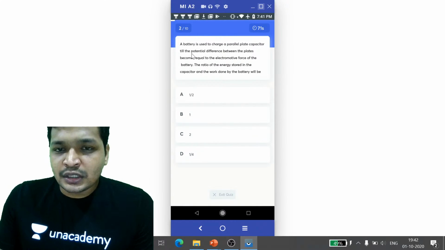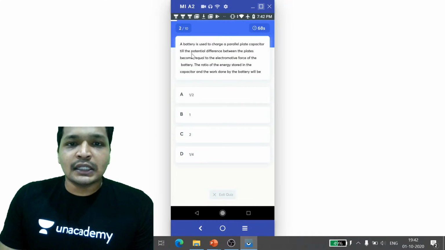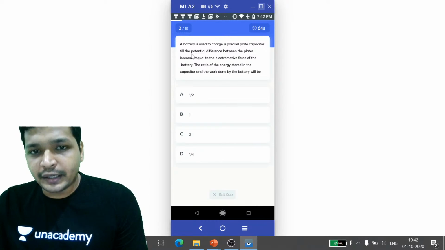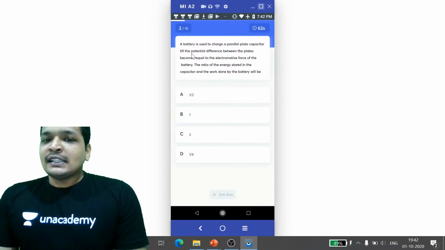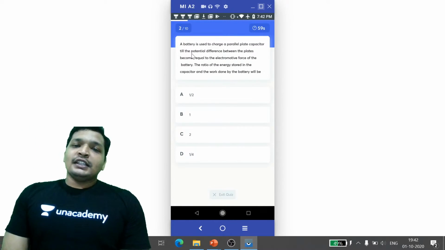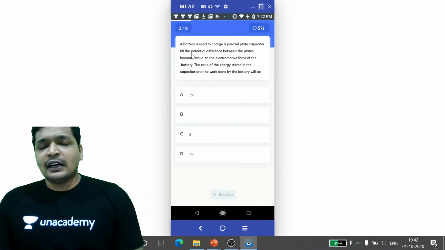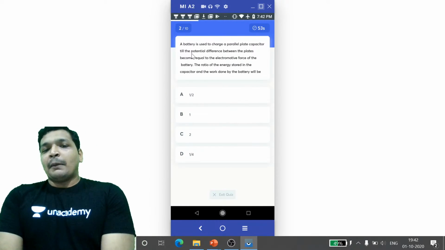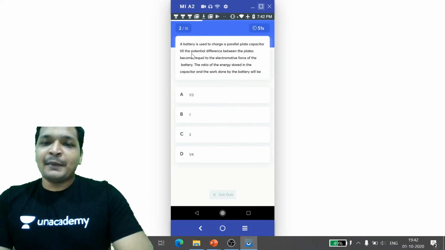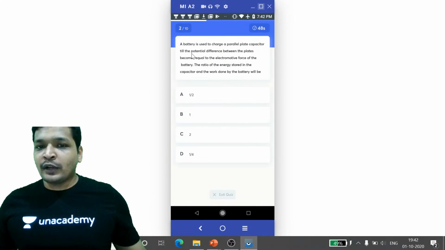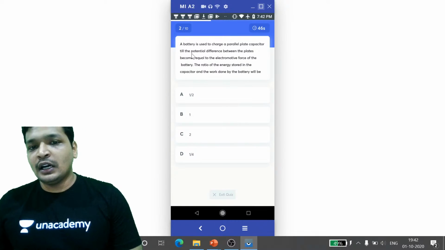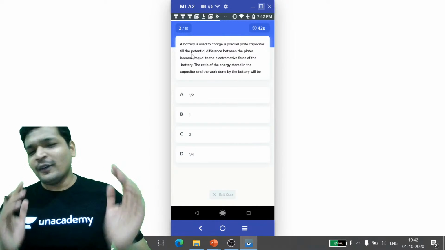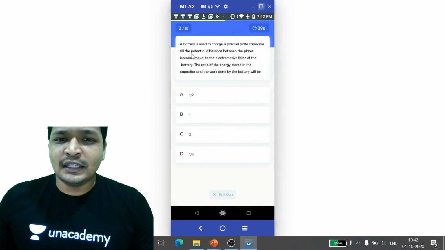A battery is used to charge a parallel plate capacitor till the potential difference between the plates equals the EMF of the battery. This is a very interesting question. I believe we have discussed this concept. If not, I'll bring it up even in the electrostatics chapter. So a battery is being used, and this is actually conceptual, guys. There is no calculation involved in this. You need to quietly think about the answer. If you know it, you know it.